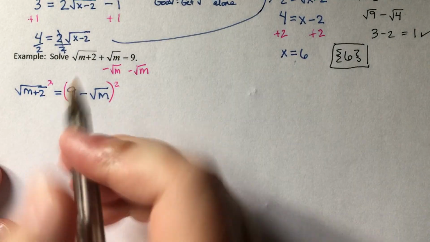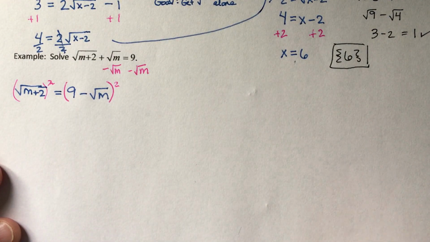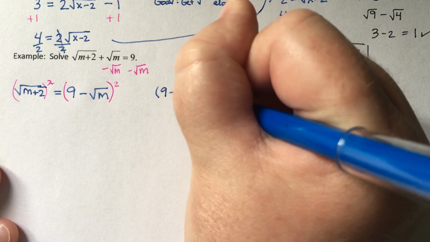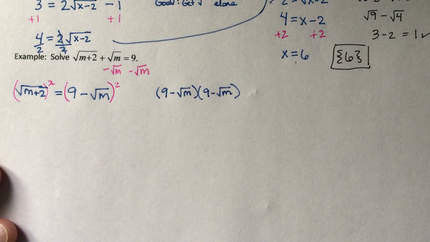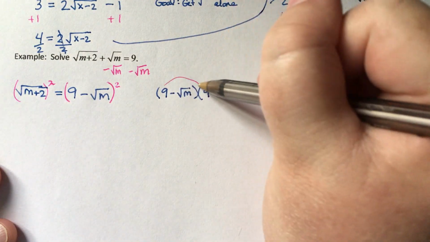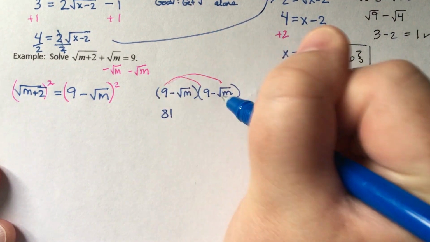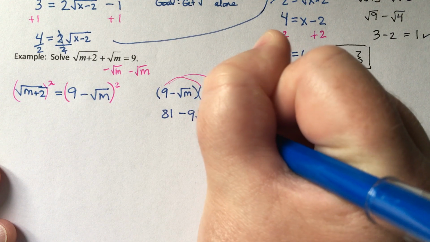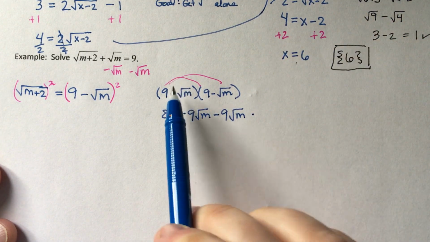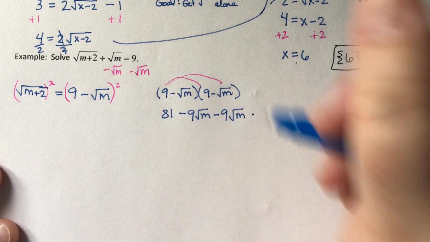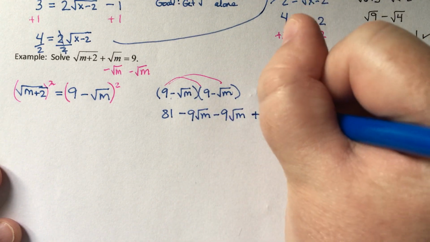But remember, it's the entire side. So when there's a third term, we have to use FOIL on this. So I need to write out 9 minus square root of m times 9 minus square root of m, and then see what we get. So what I get is 81 minus 9 square root of m minus 9 square root of m, and then two negatives make a positive. So negative and negative make a positive, and the square roots undo each other, so we just end up with plus m.